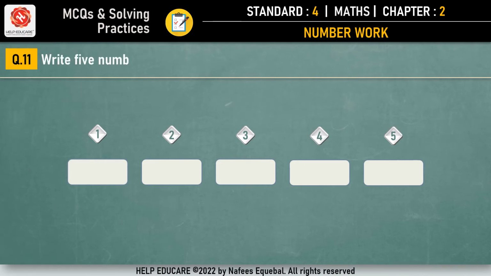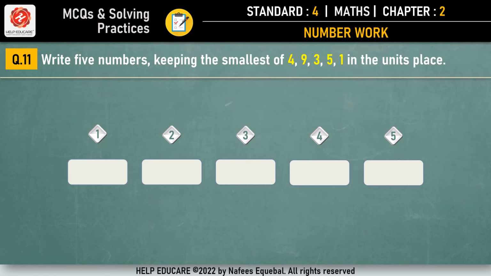Question number 11. Write 5 numbers, keeping the smallest of 4, 9, 3, 5, 1 in the units place. Answer will be displayed in 10 seconds.